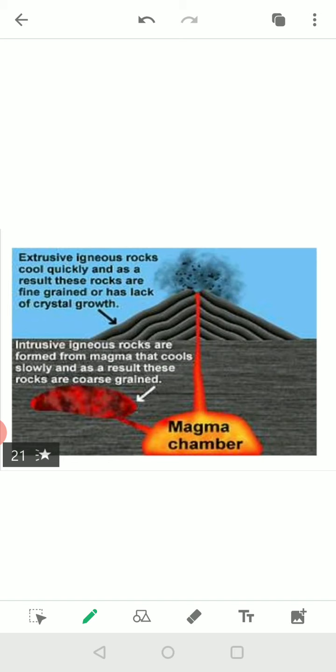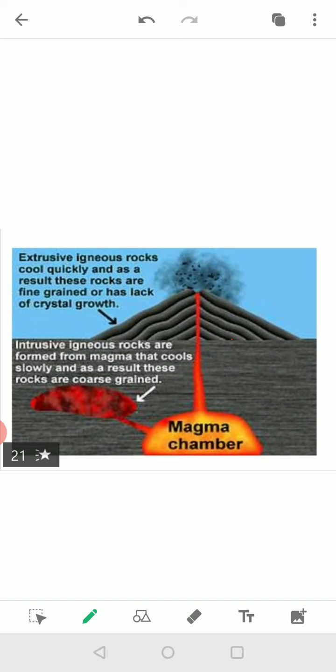Next, the extrusive igneous rock cools down quickly. As a result, these rocks are fine grained or lack crystal growth. Because it is extrusive, meaning outside the surface of the earth, it cools down very quickly, and these rocks are fine grained or lack crystal growth. It is not like a crystal. It forms a very rough kind of rock.